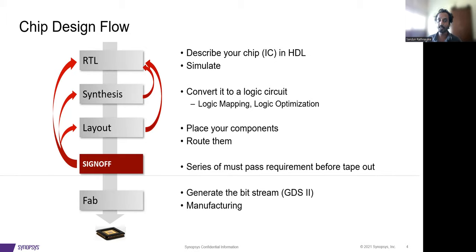In each stage, there are several checklists. If it fails, it reiterates to the previous stage, so it comes back again. So this is how the chip design flow happens. These reiterations are very costly. So that's how EDA software tools come into place.